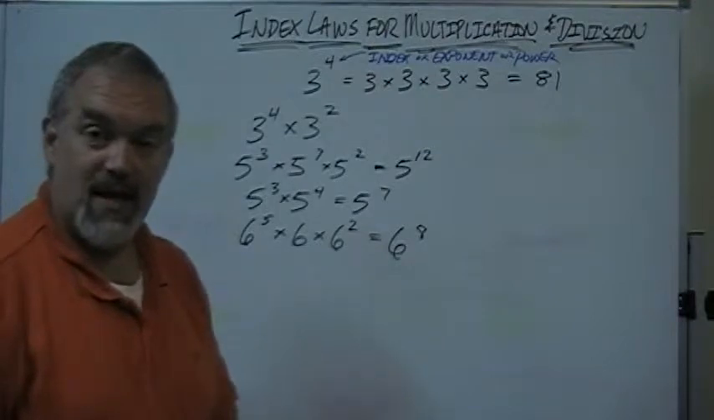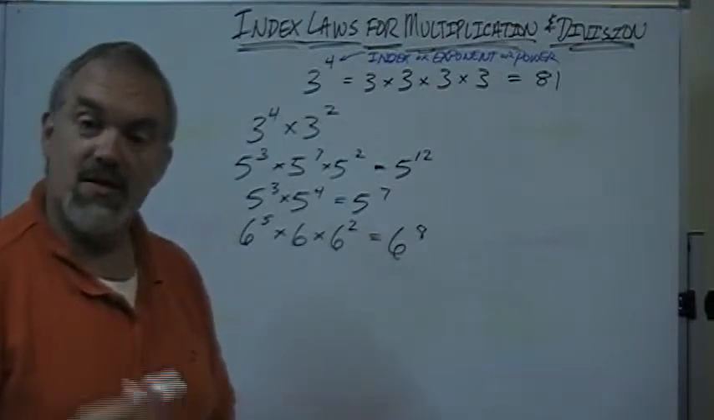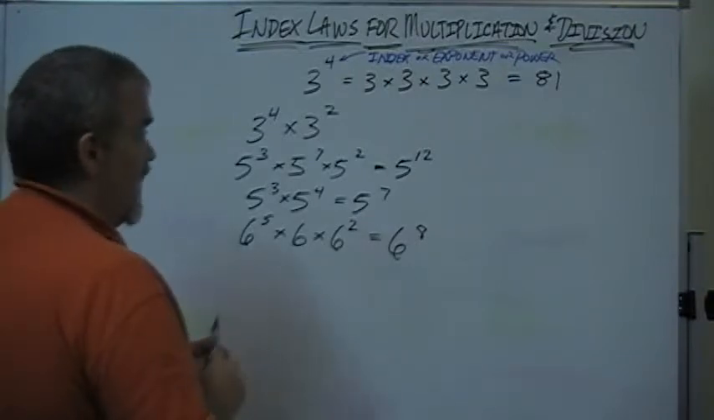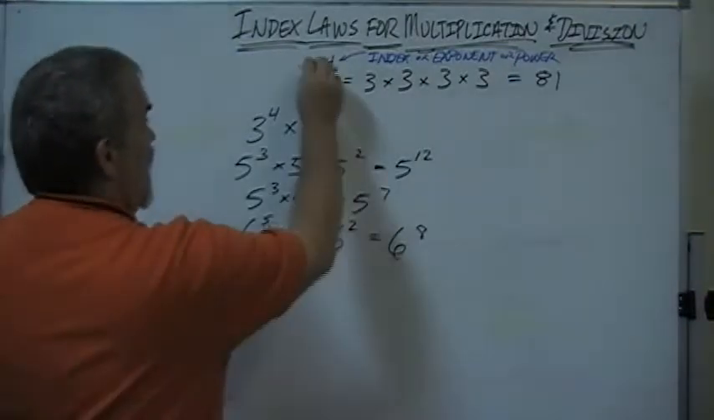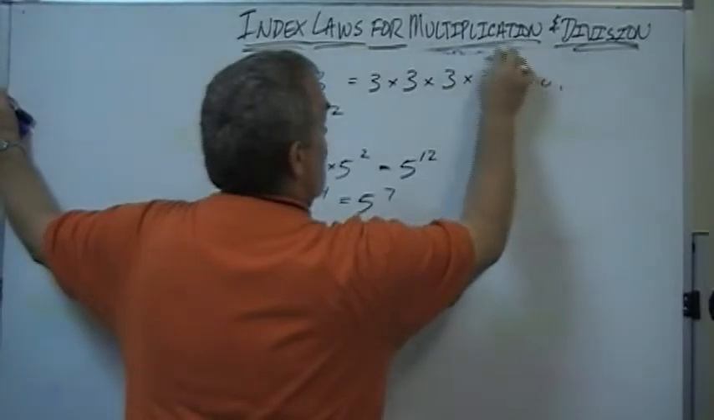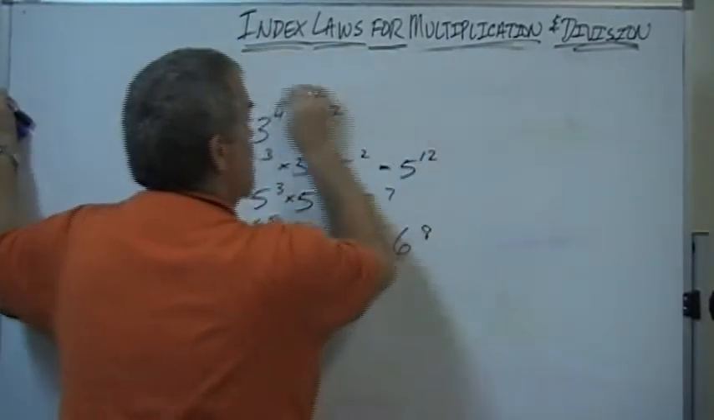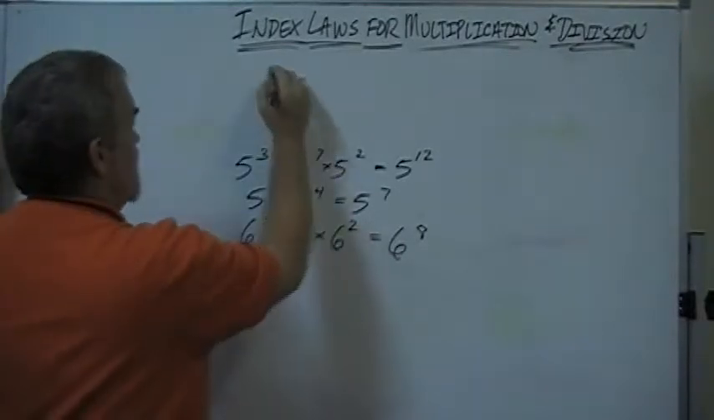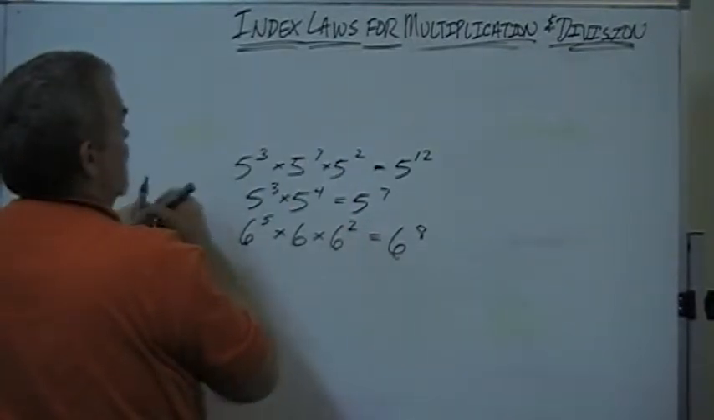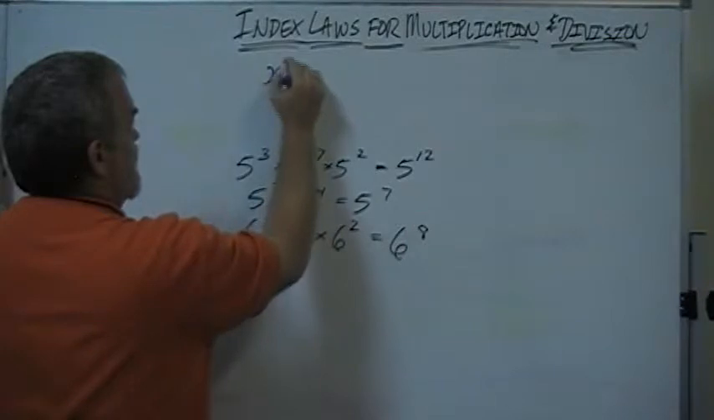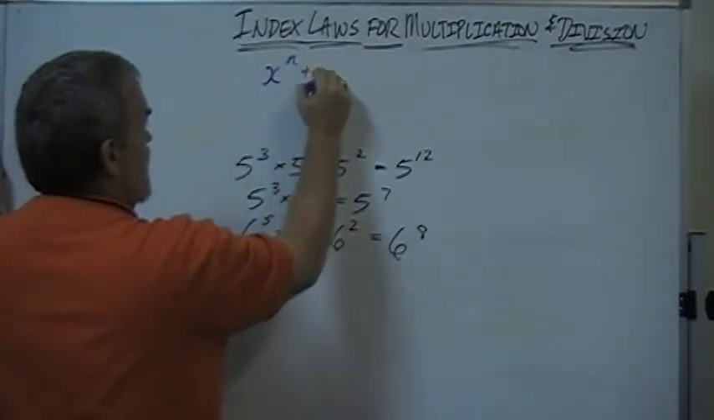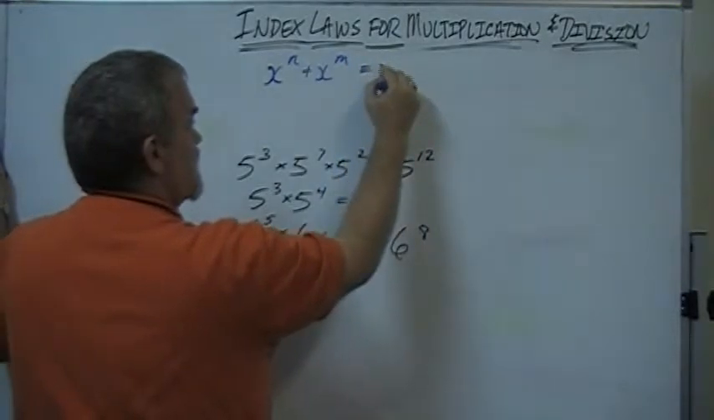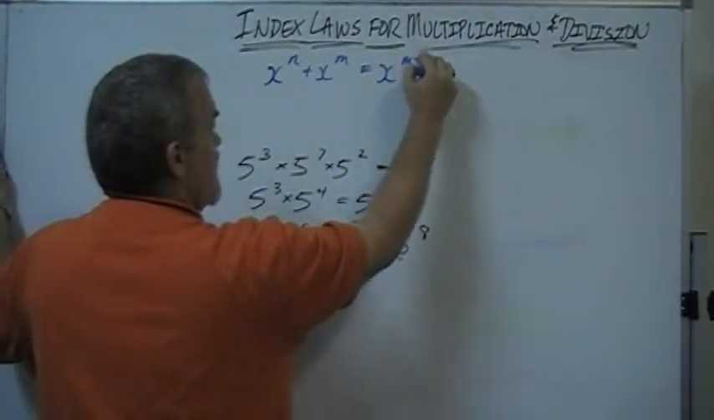Now, that is the index law for multiplication. There's a similar one that works in a very similar way. If we were to write this as an actual law, the way we write it, using pronumerals to summarize this law, is that we say x to the n times x to the m, notice that the base is the same, is equal to x to the m plus n.